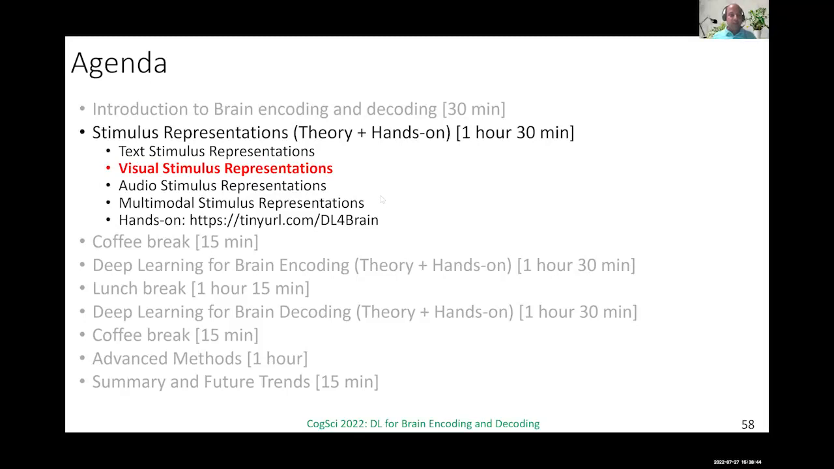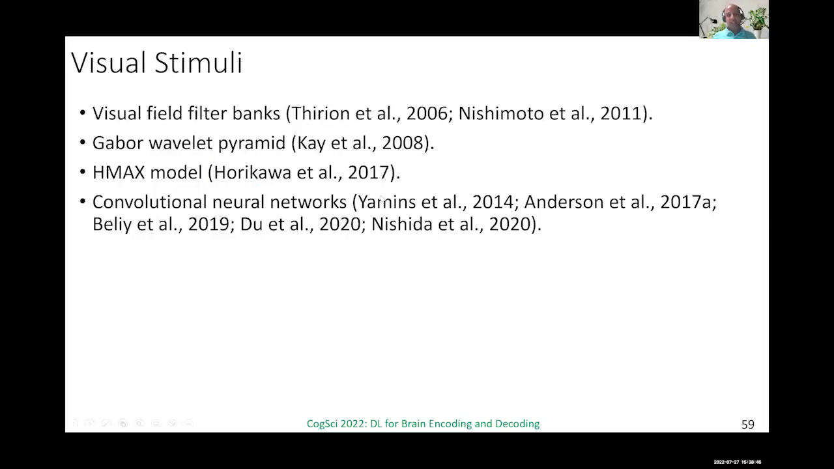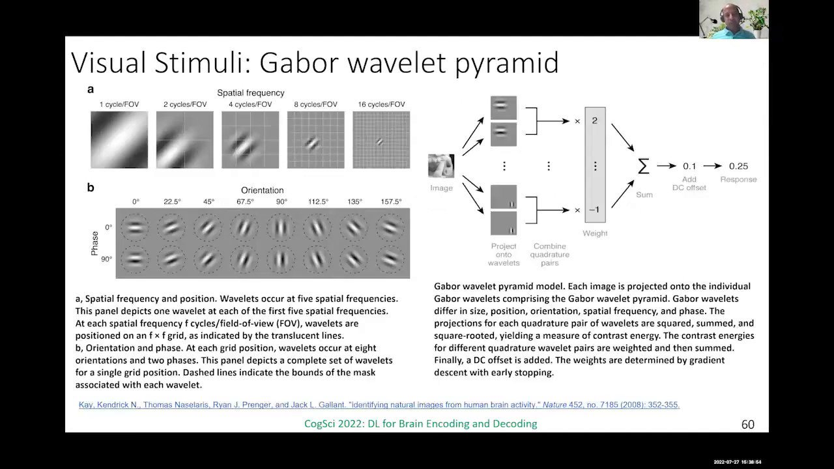So let me quickly go over visual stimulus representations as well. There are various kinds of representations: visual field filter banks, Gabor wavelet pyramids, the HMAX model, and CNN models. Again, I'll rush through the first few because they're pretty old and not many people use them now. Older image processing literature used these frequently, but now people have moved on to CNNs, convolutional neural networks, and so on.